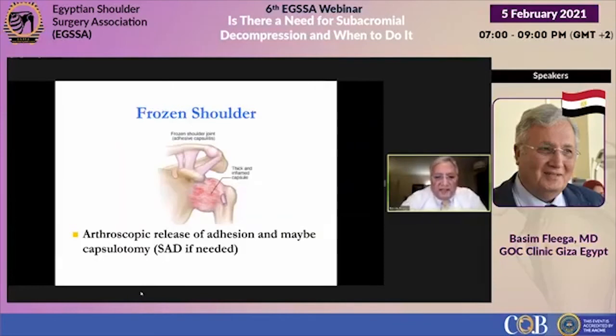Frozen shoulder, as said before, can also cause an impingement, and not dealing with that during the subacromial decompression may lead to failure. We have to release the adhesions and even do a capsulotomy. And then after that, we see if we need to do a subacromial decompression according to the size of the subacromial space.